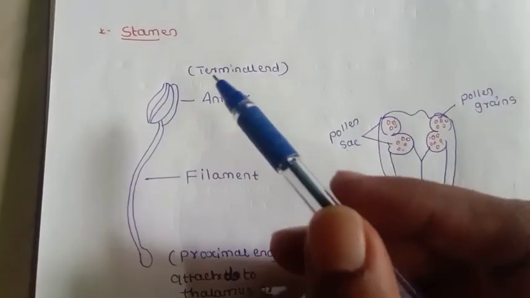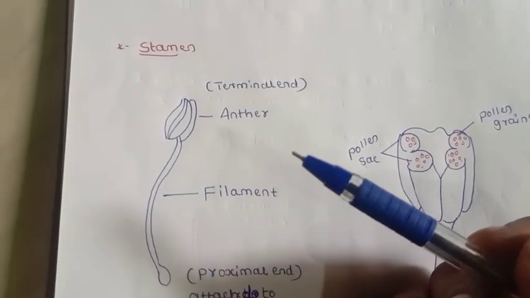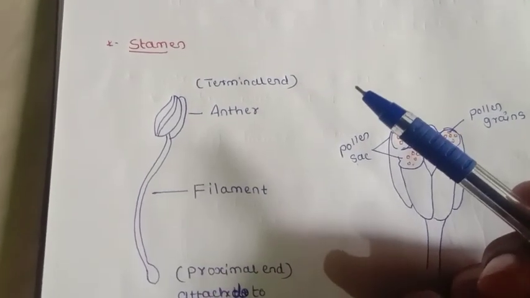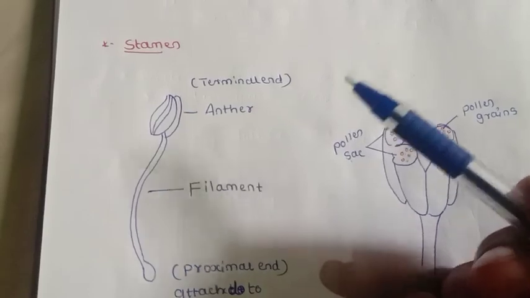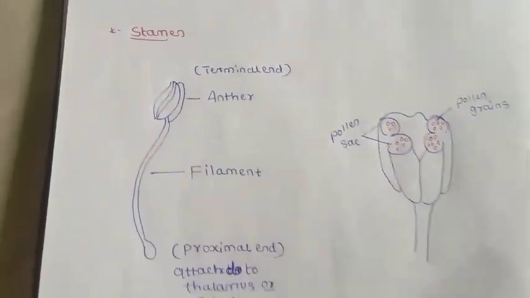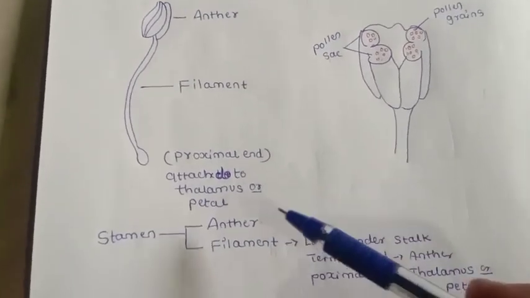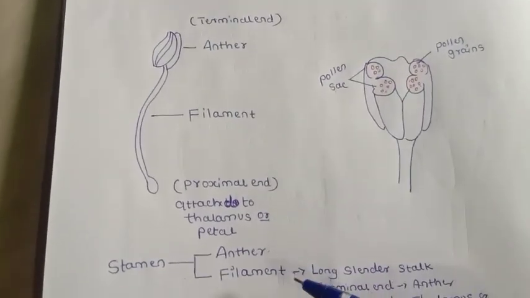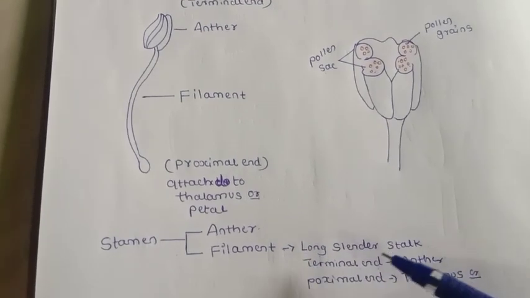Okay, let's study about the stamen. We already know that stamens are members of the androecium. Okay, ಇವು androeciumನ ಮೆಂಬರ್ಗಳಾಗಿರುತ್ತವೆ. This is the diagram of a typical stamen. You can see here, the stamen mainly consists of two parts, the anther and the filament.